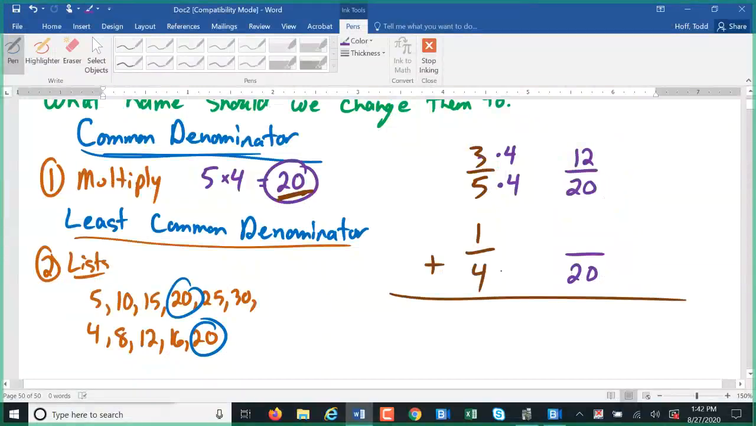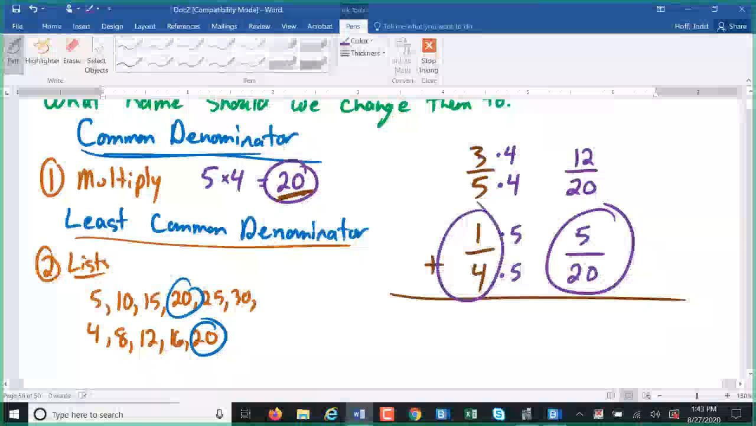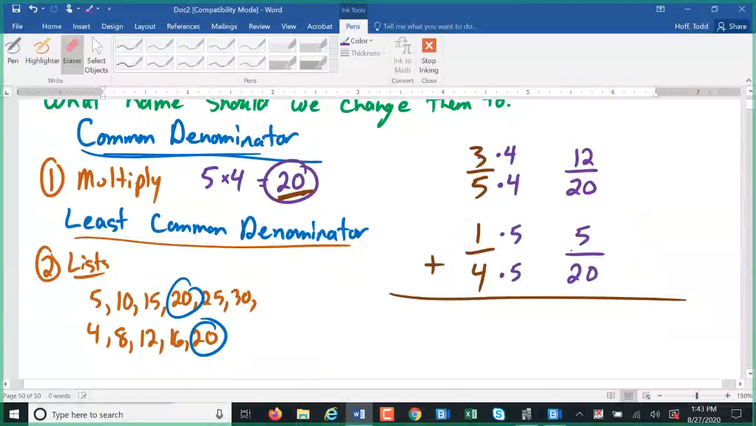The 4ths into 20ths, well, 4 had to be multiplied by 5. We multiply 1 by 5 to get 5. Again, 5 20ths is equivalent to 1/4. Well, now that we have the same name over here, we can go ahead and add. We're going to combine the counts. 12 plus 5 is 17. And keep the same name, 20ths.